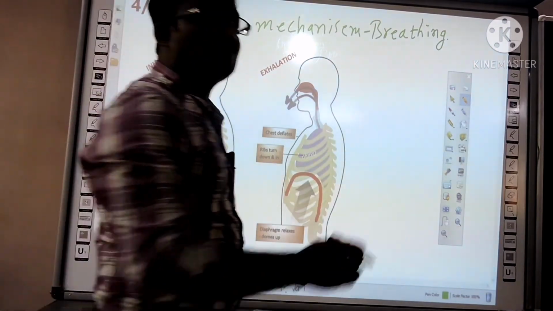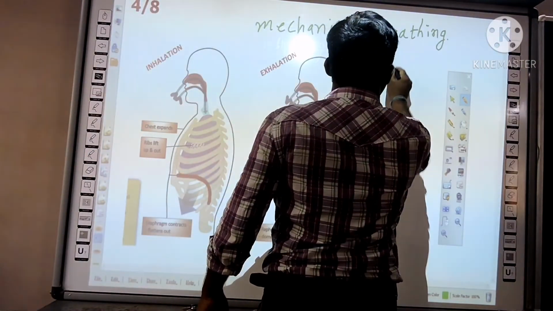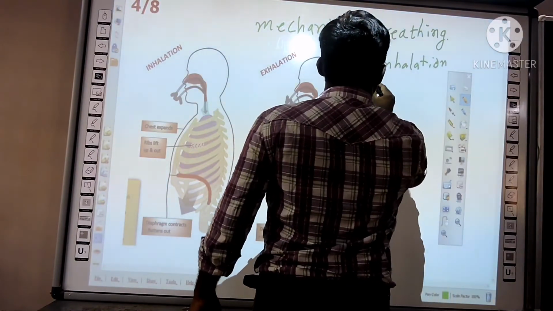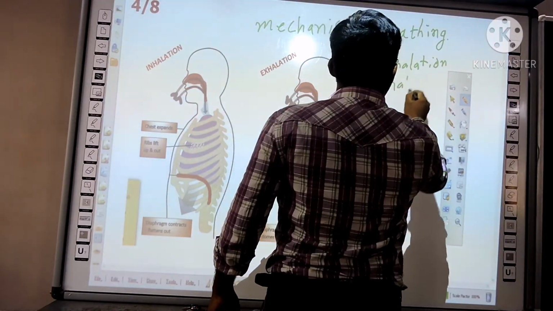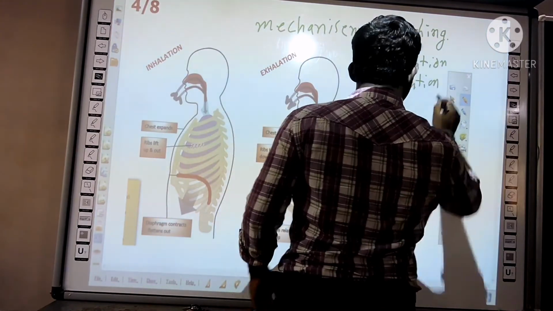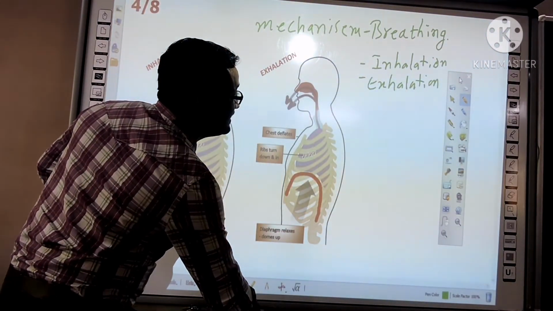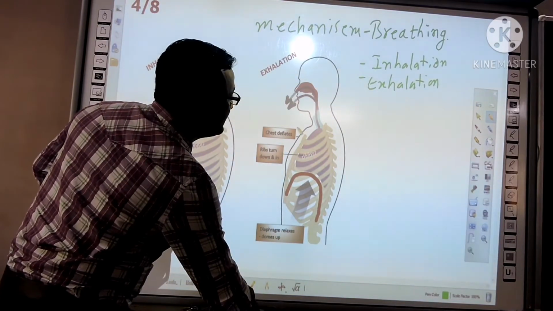So breathing is a process of inhalation and exhalation. What is inhalation? Breathing in, right? Exhalation means? Breathing out. Yeah, breathing out.